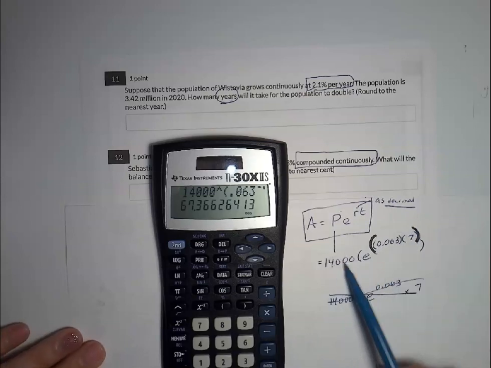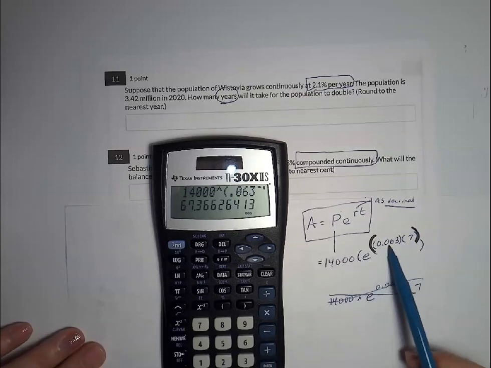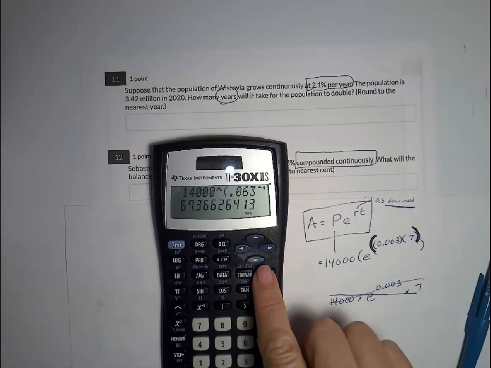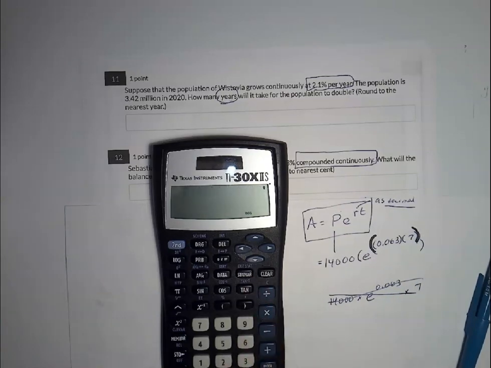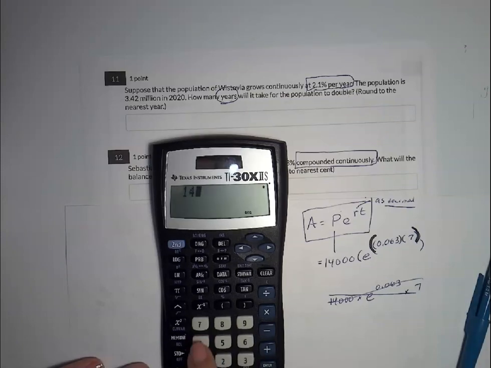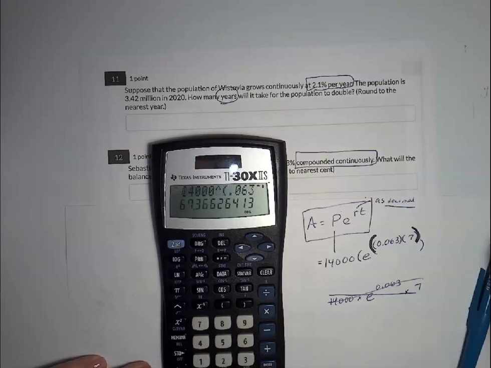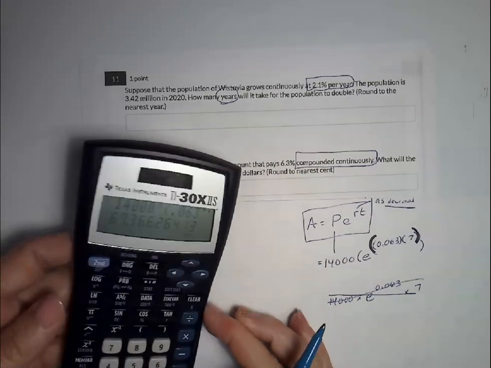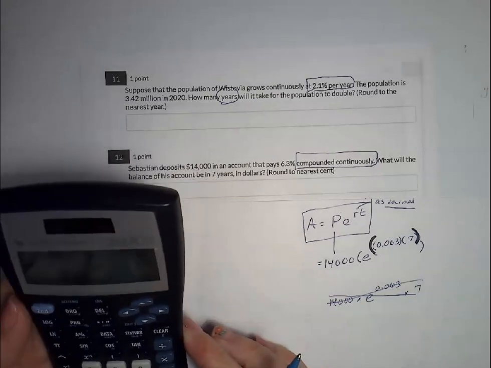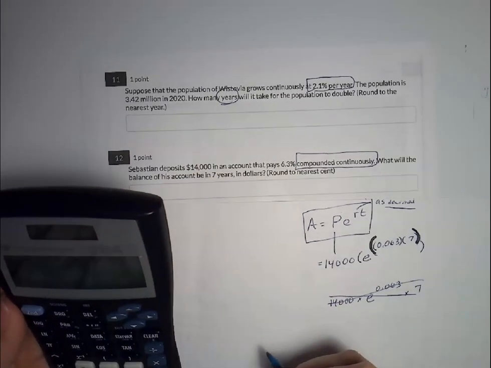If you use Desmos, you won't have that problem. You visually can see it. Okay, I just can't transfer my screen, or I would do that for you, since I'm recording this. Okay, so when I do that, let me do that again. 14,000 raised to the parentheses, 0.063 times 7, close parentheses, and I get, that does not seem correct.